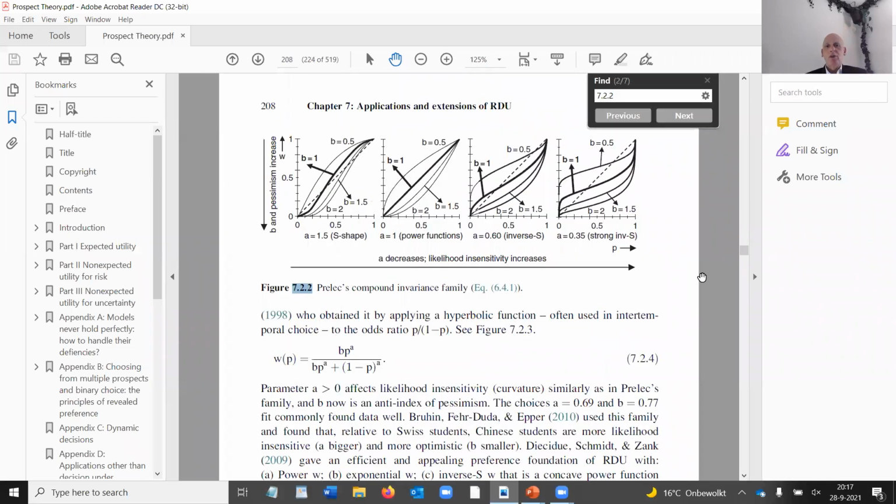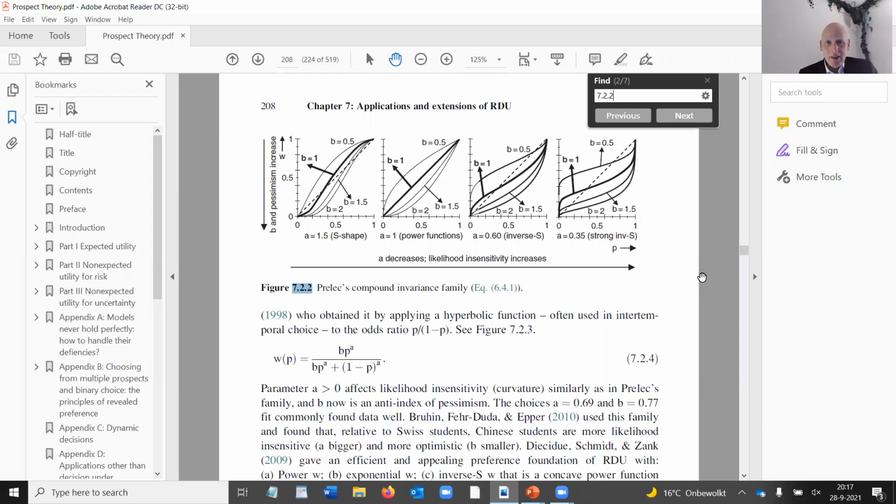Here we have 4 panels with graphs from this Parametric family. In every panel, we keep A constant and we vary B. And we see that B is doing what we could already easily see from the formula. The bigger B, the more the curve is pushed down. So B is indeed an index of pessimism. The graphs confirm what we already know. Well, it was more difficult to see what A does.